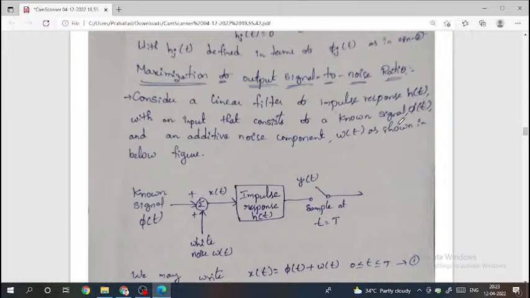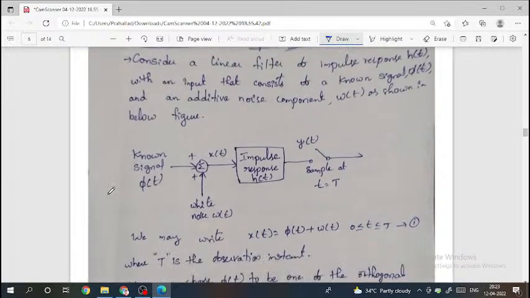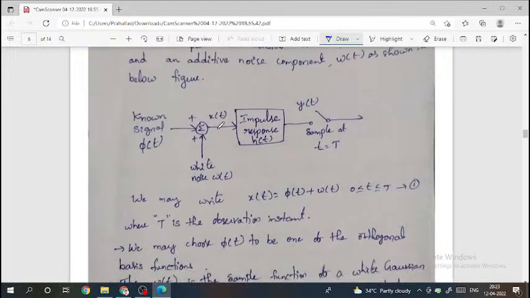Here we are considering the input as φ(t) and an additive noise component w(t), as shown in the figure below. This is the known signal φ(t), this is x(t), the input to the impulse response filter, and this is the white noise. This is the impulse response h(t) and this is the output y(t), which is sampled at time t = T. So we may write x(t) = φ(t) + w(t), 0 ≤ t ≤ T.